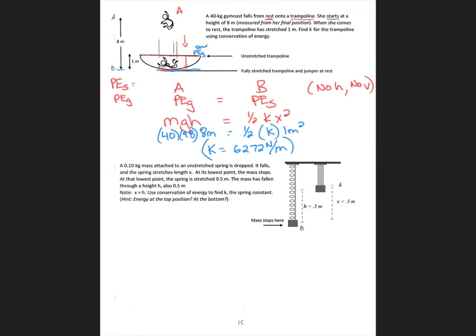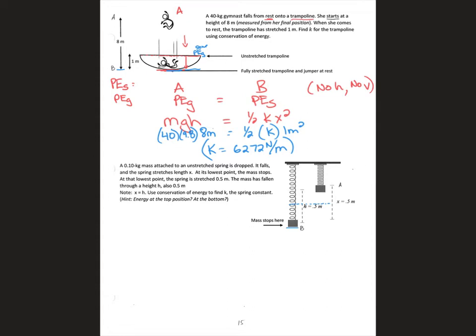Okay, now the second one is a bouncing mass. The mass stops here. It compresses here. Now, the spring itself, it's an unstretched spring, it drops. It falls, and the spring stretches a certain distance. The mass stops at the lowest point. The spring is stretched 0.5 meters. The mass has fallen through a height of also 0.5 meters. So note x equals h. So let's use conservation of energy to find the k of this spring.